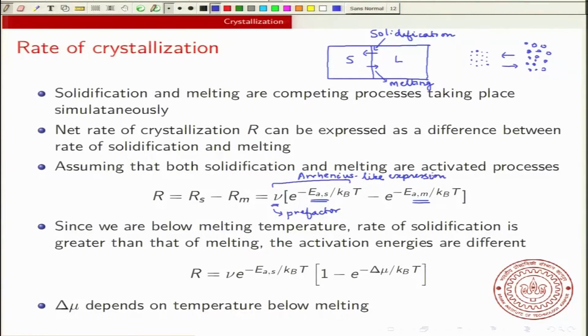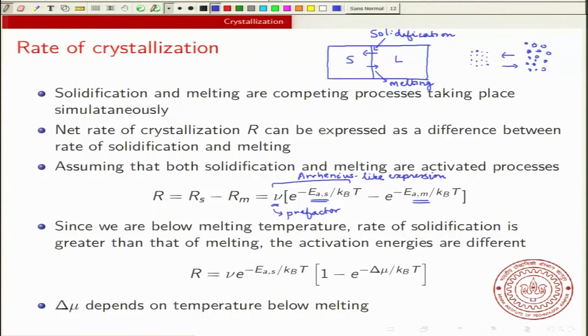And the reason we use an Arrhenius like expression is because we said that solidification is an activated process. That means there is some activation energy involved with it. Similarly, melting is also assumed to be an Arrhenius like expression. So we are assuming that melting is also an Arrhenius like expression with the same prefactor. The crucial assumption is that both solidification and melting are Arrhenius like processes, and both of them have the same prefactor.